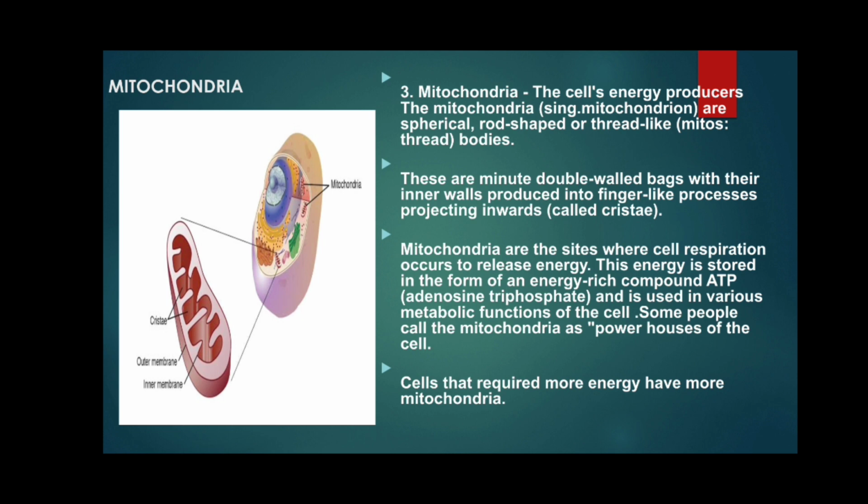Next is mitochondria. This is a small rod-shaped organelle that is found in large number. If we compare plant cell and animal cell, then the animal cell requires more energy. That's why more mitochondria are found in the animal cell compared with the plant cell. Mitochondria is bounded by two membranes, the outer and inner. The outer membrane is smooth, whereas the inner membrane is pushed inwards and forms cristae.